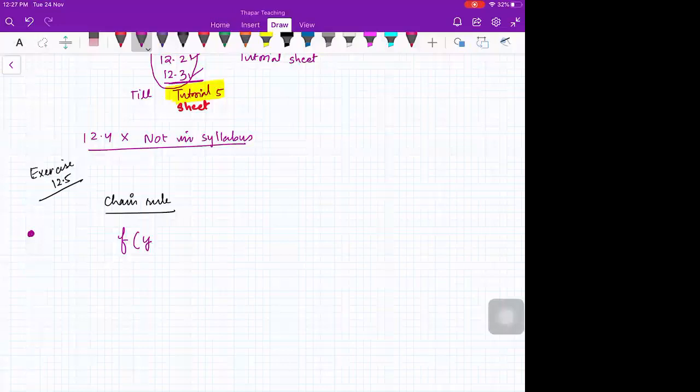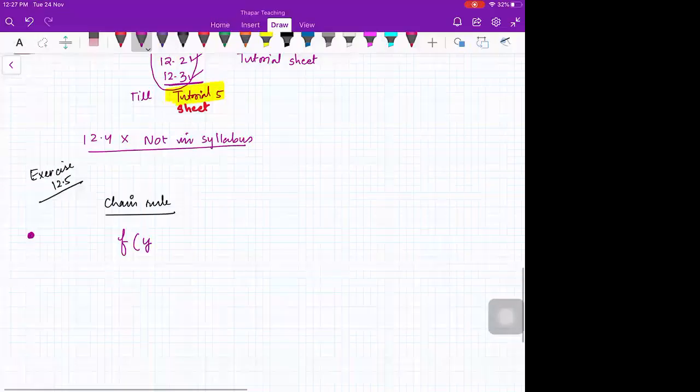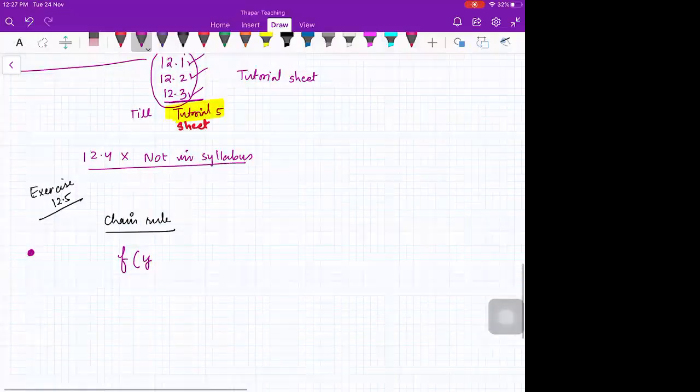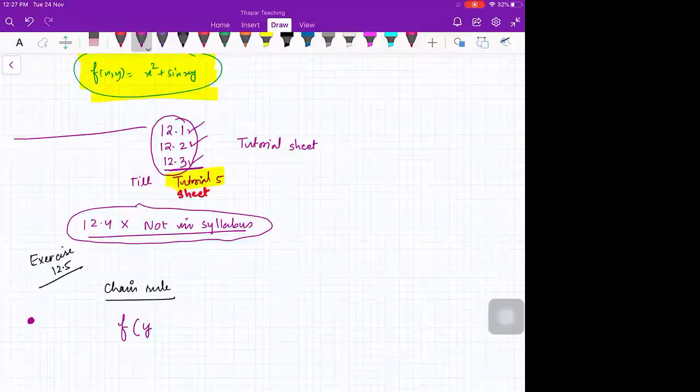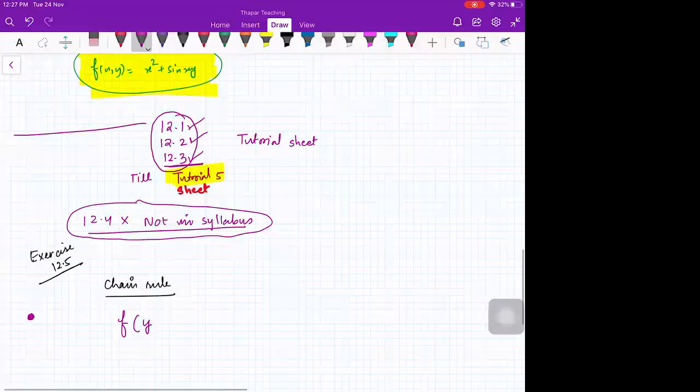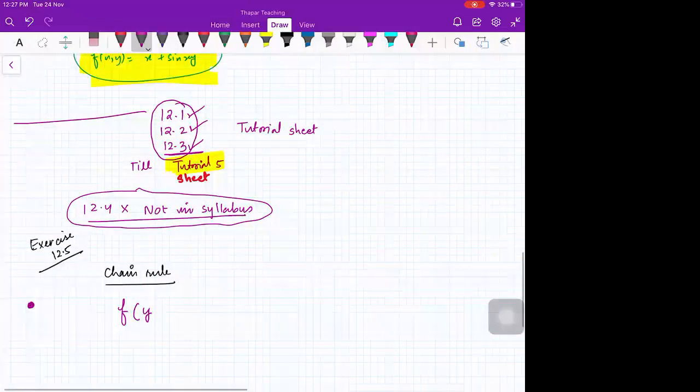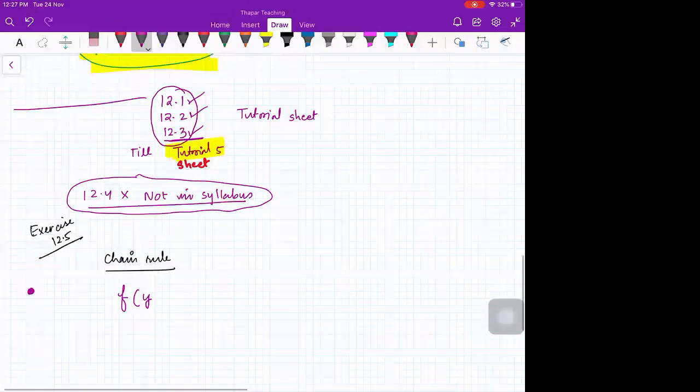Did you get this point that 12.4 is not in your syllabus? Yes, ma'am. You have to do tutorial 5, and now we are starting with exercise 12.5, which is about chain rule.